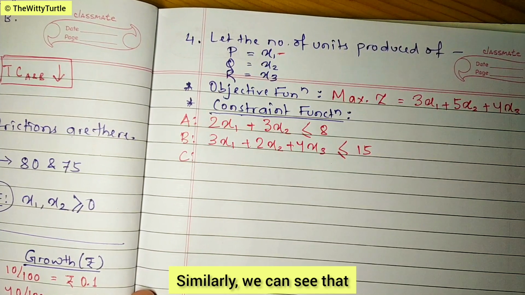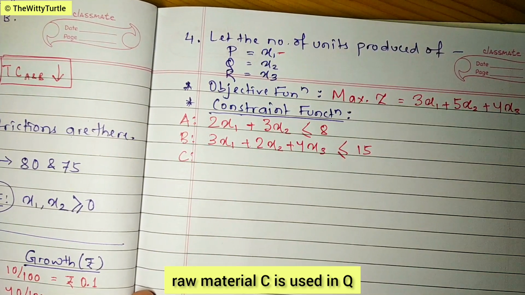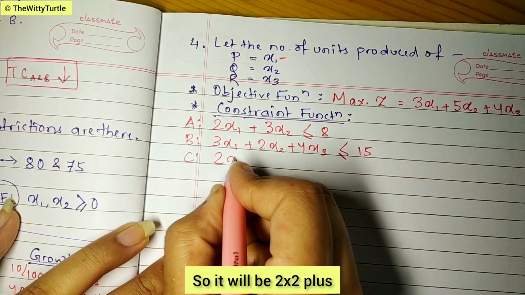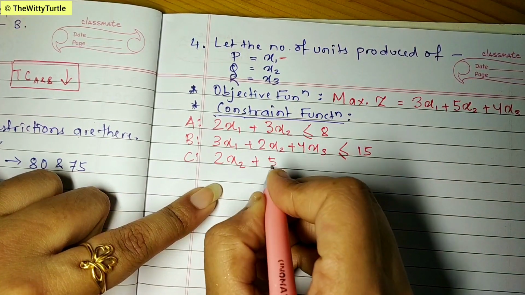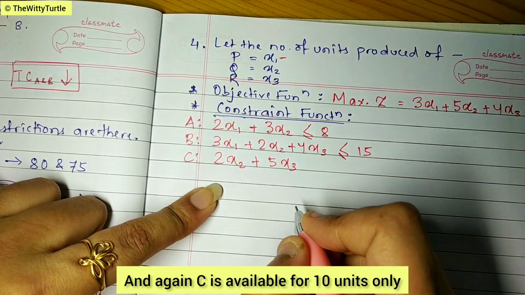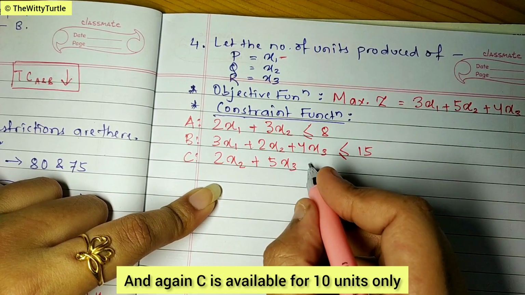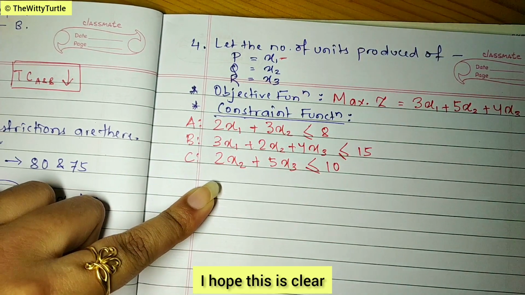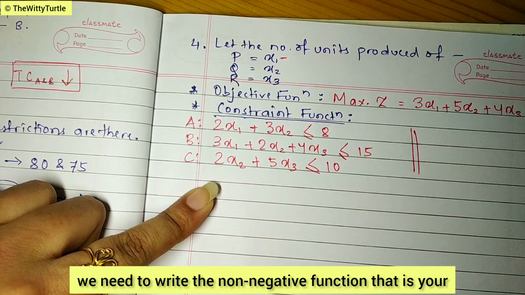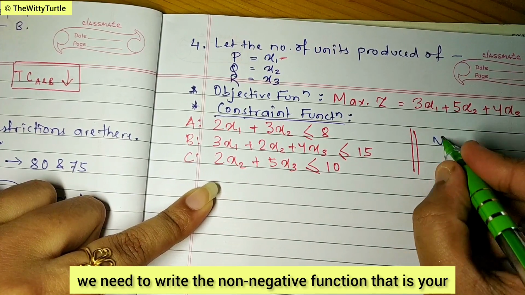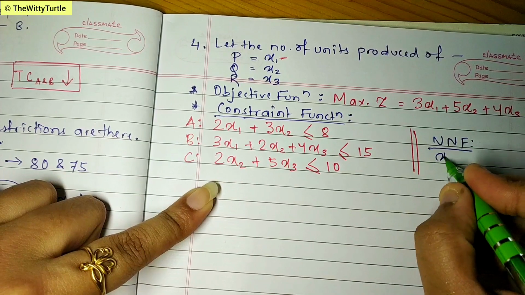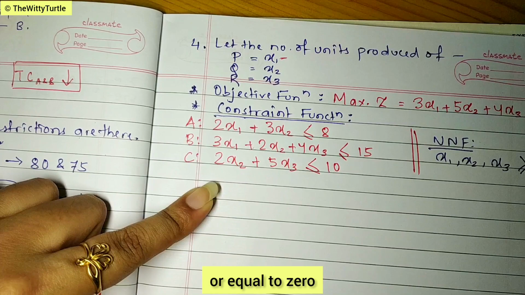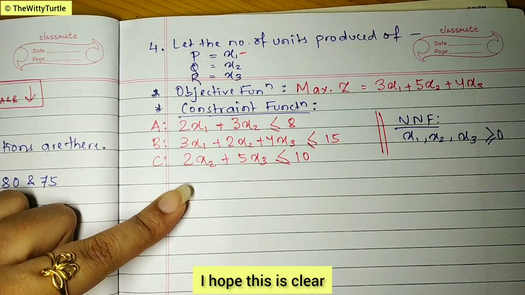Similarly, we can see that raw material C is used in Q and R in the ratio of 2 and 5. So it will be 2x2 plus 5x3. And again C is available for 10 units only. So it will be less than or equal to 10. Right? I hope this is clear. And after that, we need to write the non-negative function, that is your x1, x2 and x3 are more than or equal to 0. Right? I hope this is clear.